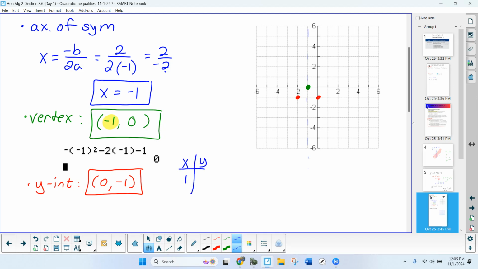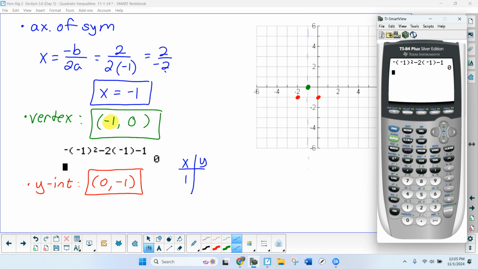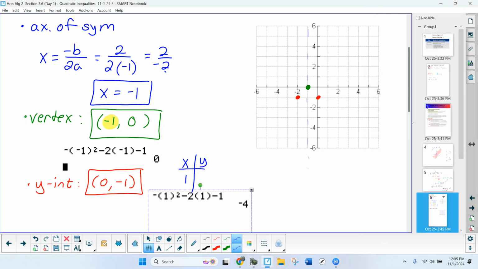Okay, 1. And now you take 1 and you put 1 into this equation. So I'm going to do negative 1 squared minus 2 times 1 minus 1. And what do you guys all get when you put 1 into that formula? Do you guys get negative 4? Okay, so over 1, down 4. Does that make sense? Are our points making sense for this parabola? It's opening down. It looks symmetrical. It looks good. Doesn't look wonky at all.